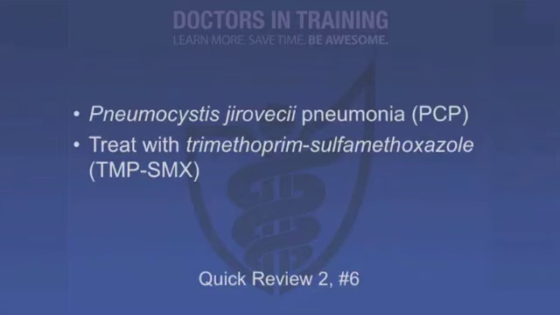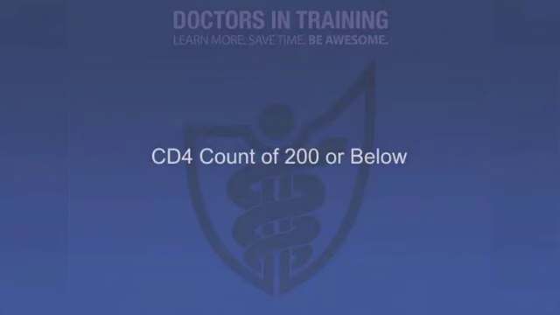Next question, an AIDS patient with a CD4 count of 100 presents with diffuse bilateral interstitial pneumonia. This is not good. What is the probable diagnosis and treatment? Well, the most likely diagnosis is Pneumocystis jirovecii, or PCP, Pneumocystis pneumonia. And you're going to treat this with trimethoprim-sulfamethoxazole. Now, follow-up question, at what CD4 count would you usually want to start this combination as prophylaxis to prevent PCP? Well, when a patient gets a CD4 count of 200 or below, you start the drug as Pneumocystis prophylaxis.